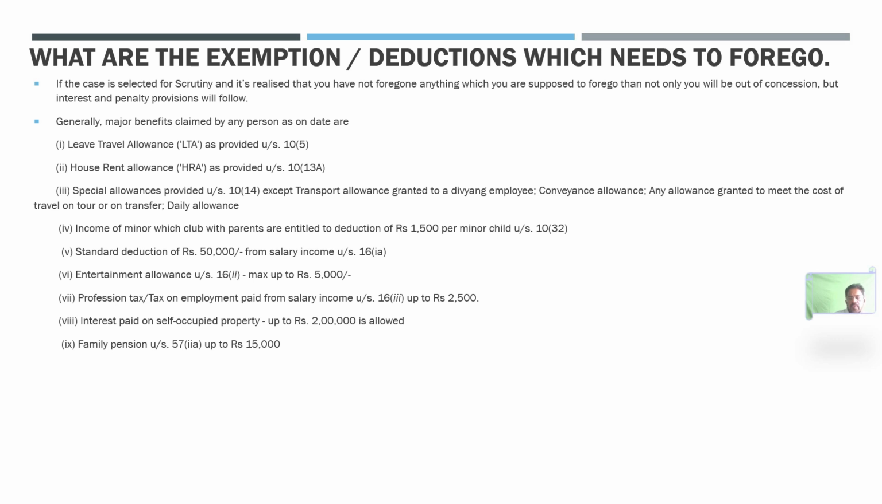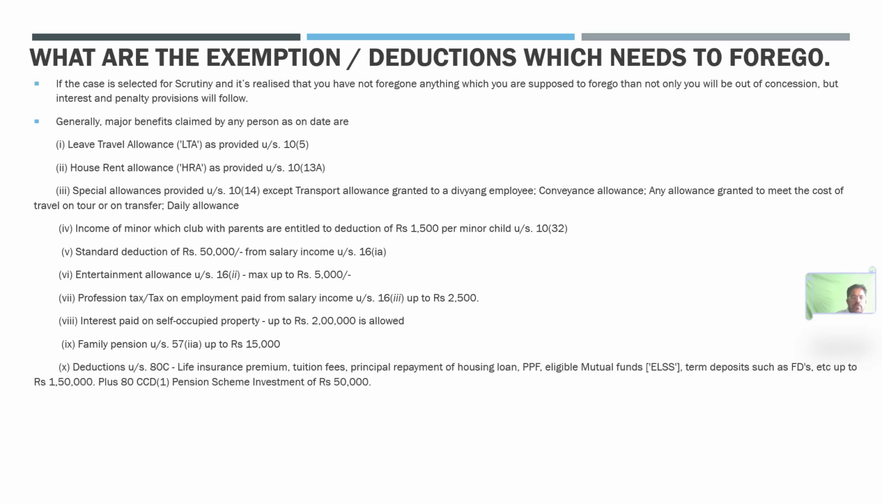Then if you are getting a family pension, then up to rupees 15,000 generally you get an exemption; that also has to be foregone. Then deduction under 80C: life insurance premium, tuition fees, principal repayment of the housing loan, PPF, eligible mutual fund, term deposit as a fixed deposit, etc., up to rupees 1,50,000 is allowed as a deduction under the old rate of taxation. Now under the new rate of taxation, you will have to forego this particular benefit. That means you move from 5 lakhs to 10 lakhs and you forego this benefit. Apparently, if you compare in the actual calculation, you will have to do that calculation.